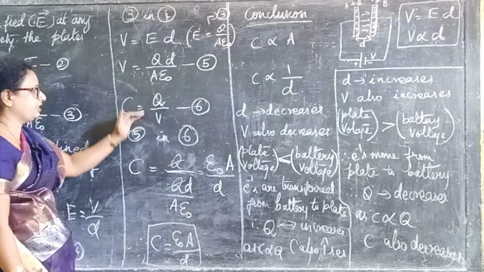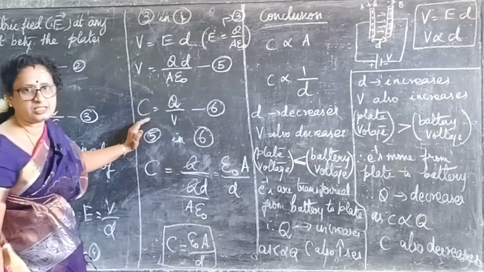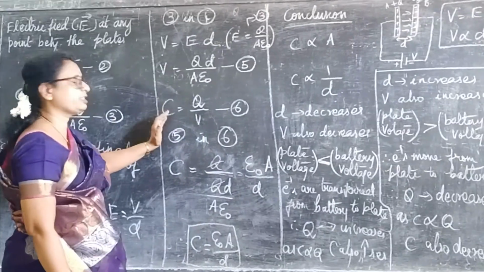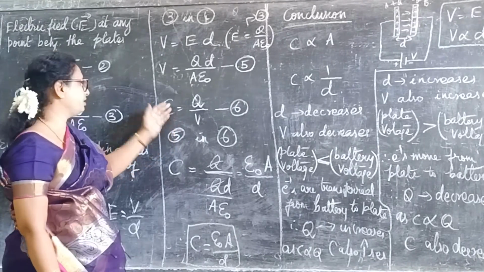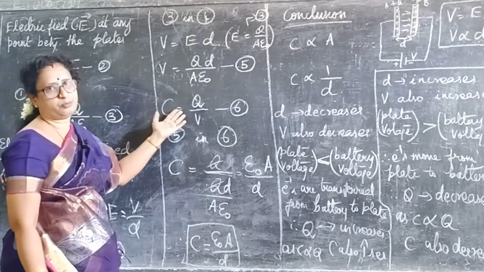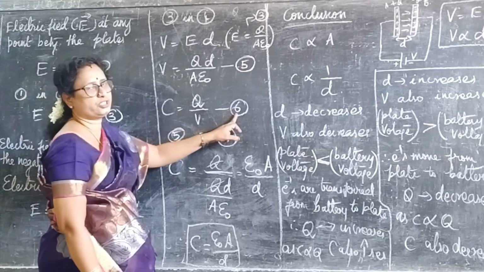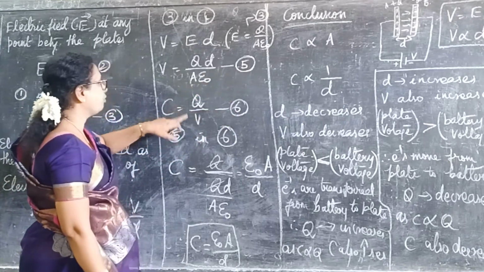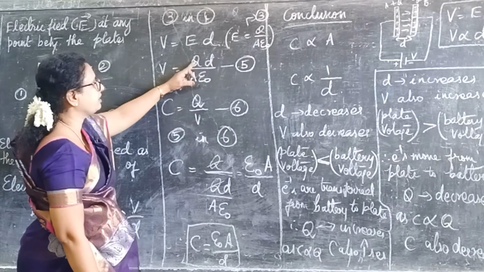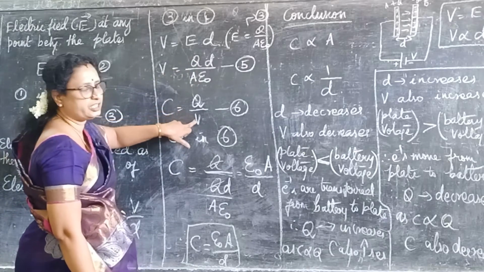Now, we will finally derive the expression for the capacitance of the parallel plate capacitor using the general expression we defined in the morning, C is equal to Q by V. Take this as equation 6, this is equation 5. Now, we have to substitute equation 5 in equation 6.